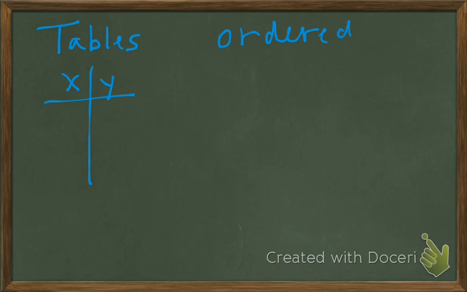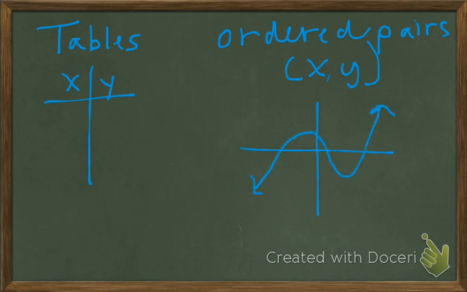Functions can take on some specific forms. We can express them as tables. We have our x's and we have our y's. These map to each other. We can use ordered pairs that look like (x, y). We can use a graph. And on a graph, we utilize the vertical line test to tell if it is a function, which is an imaginary vertical line that crosses the graph one time.